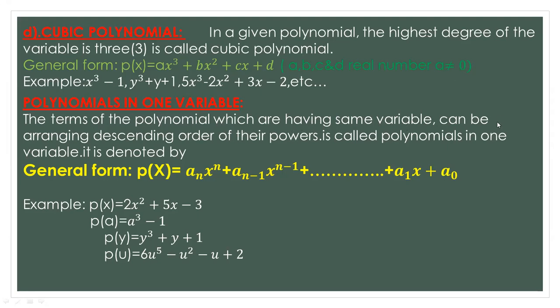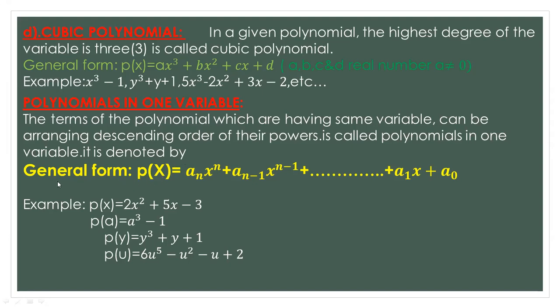Can be arranged in descending order of their powers. Polynomial arrangement is also important here. So that descending order of their powers is called a polynomial in one variable, right? And it is denoted by p of x. It means whatever the variable is there, according to that variable, we pronounce it as p of x.